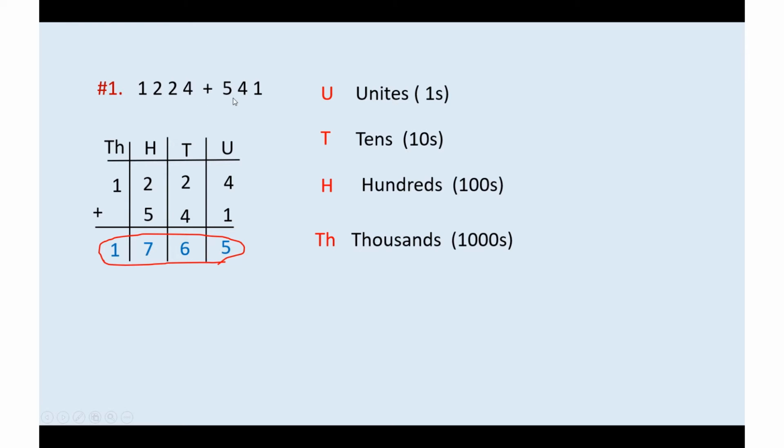So if we arrange 1224 plus 541, it will appear like this. This is how we arrange it, and we add. In this first example, we have nothing to carry from one column to another. In the next examples, we shall see how we can carry from the units column. If it is more than 10 units, then we have to carry the 10 to the tens column. So let's see the second example.